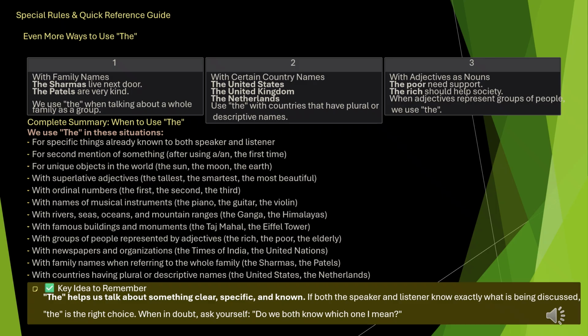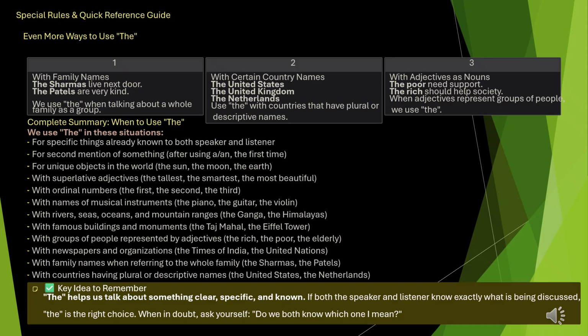For unique objects in the world: the sun, the moon, the earth. With superlative adjectives: the tallest, the smartest, the most beautiful. With ordinal numbers: the first, the second, the third. With names of musical instruments: the piano, the guitar, the violin. With rivers, seas, oceans, and mountain regions: the Ganga, the Himalayas. With famous buildings and monuments: the Taj Mahal, the Eiffel Tower.